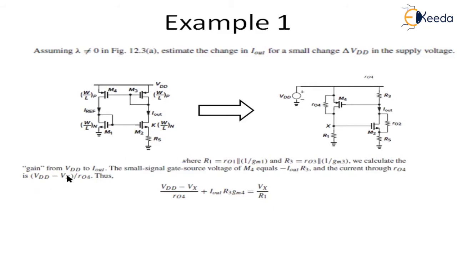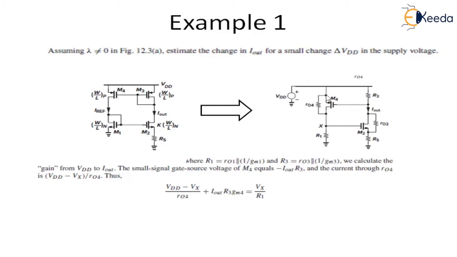We calculate the gain from VDD to I out. The small signal gate source voltage of M4 equals minus I out R3. In this branch the current is I out and the voltage drop will be I out R3. Similarly, both are in parallel, so in this case also the gate source voltage of M4, this is the gate and this is the source. We already know that in PMOS the source is at higher potential, so the current will be in this direction. So there is a minus sign, and minus of I out R3.